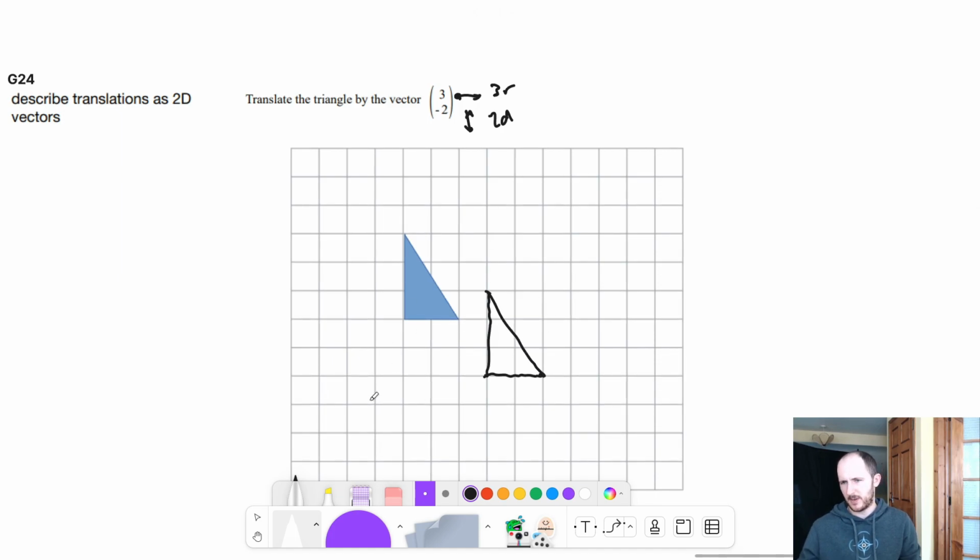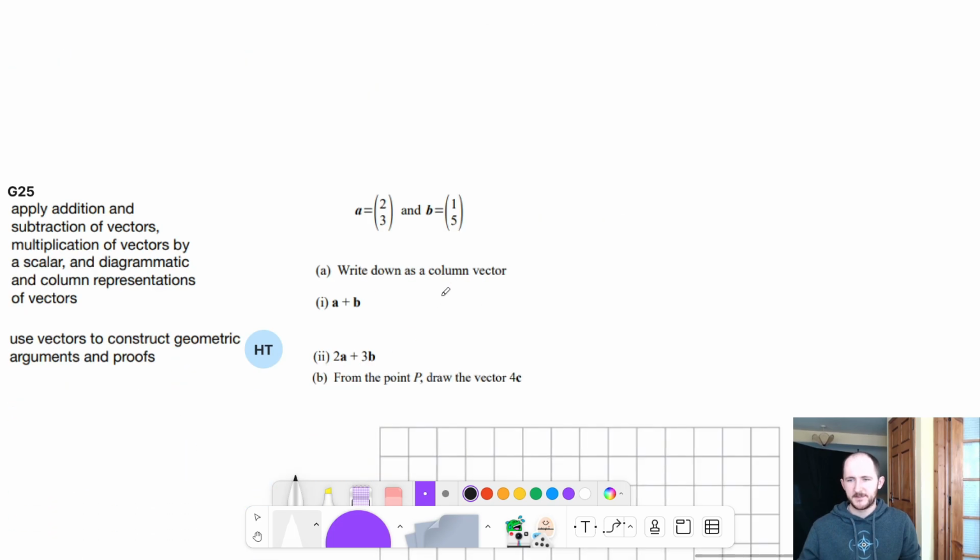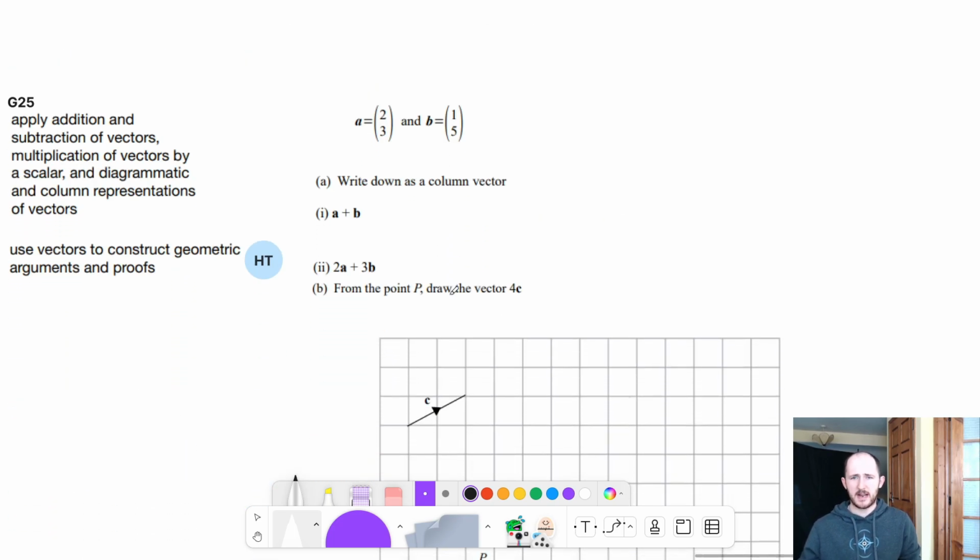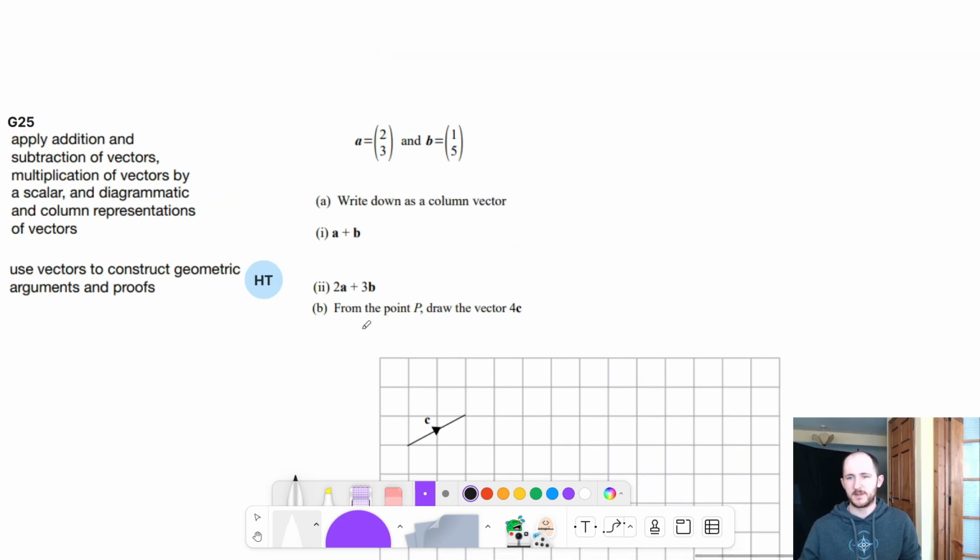Like that. Perfect replica right there. You also need to be able to add and subtract vectors and also multiply them by scalars. And for higher tier, you need to also do proofs, which is fun. So write these as a column vector a plus b. When you add vectors, it's actually quite pleasant.